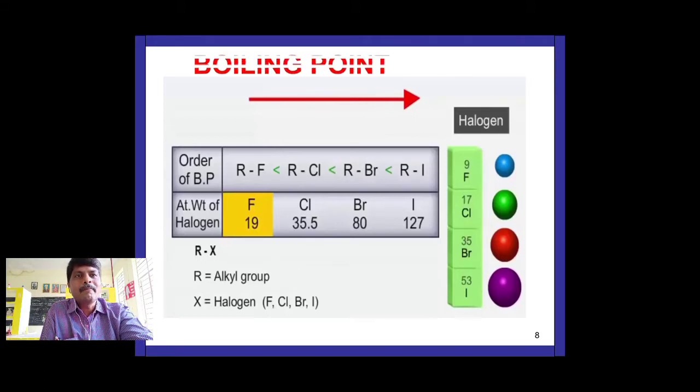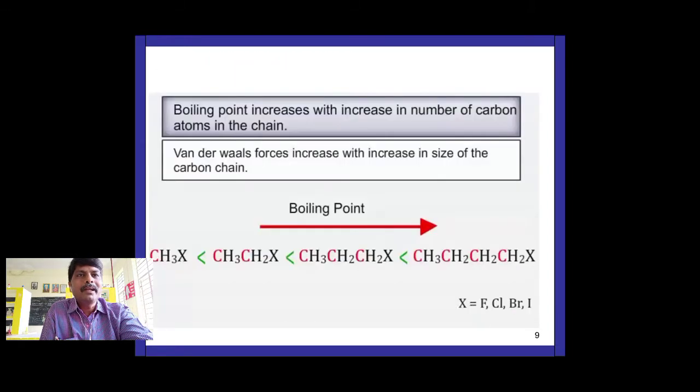It is the order of boiling point. So boiling point depends on the number of carbons also. Boiling point increases with an increase in the number of carbon atoms in the chain, because as the number of carbons increases, molecular size increases, therefore van der Waals force also increases. Methyl halide's boiling point is less than ethyl halide, which is less than propyl halide, which is less than butyl halide. So it is also an order.